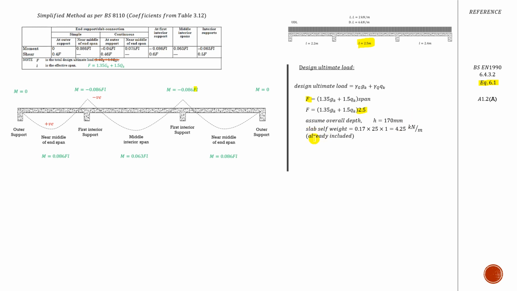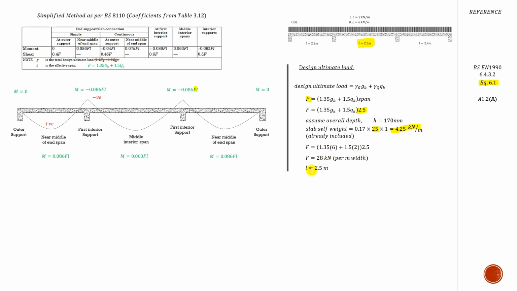remember the self weight was already included in the example, but the simple way to find the self weight of the concrete structure member is to multiply the overall depth by the density of concrete times the 1 meter strip, and that gives you 4.25 kilonewton per meter. Don't include it because this one is already included in the permanent load. Alright, so my F, if you work it out here, turns out to be 28 kilonewton.